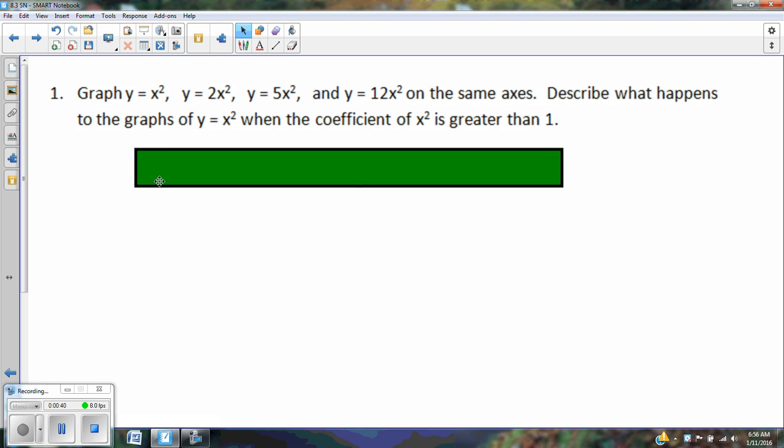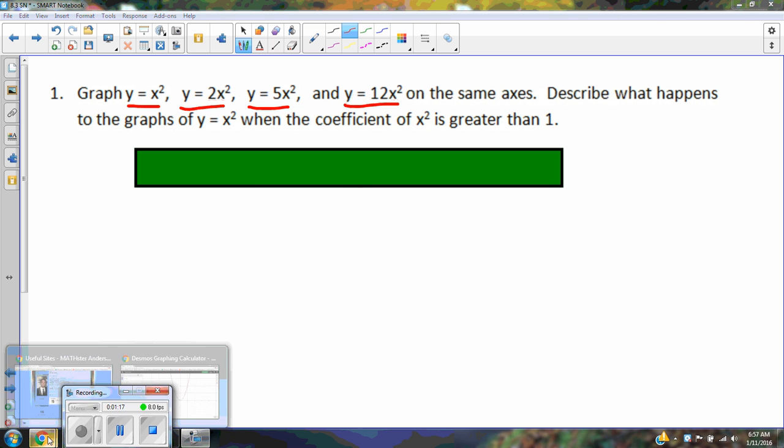Really, the main thing that I want you to write down is just kind of the words of what's happening from each of our equations. So in our example number 1 here, we want to graph y equals x squared, y equals 2x squared, y equals 5x squared, and y equals 12x squared, all on the same axis. What we're looking for is we want to describe what happens to the graphs of y equals x squared when the coefficient of x squared is greater than 1. So here it's kind of a hidden 1, here it's 2, then 5, then 12. So as it gets bigger, what happens?